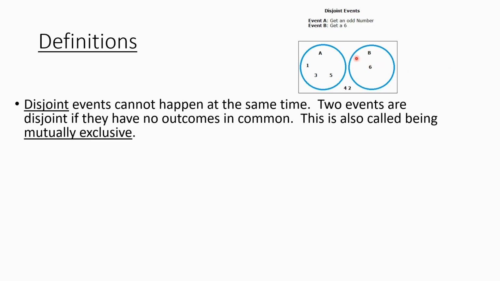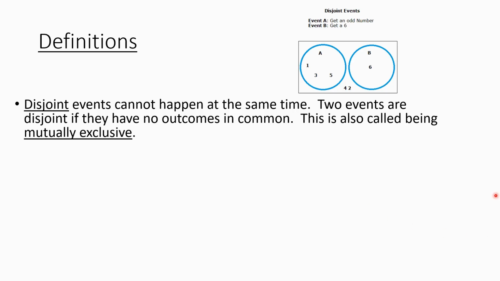You can see there is absolutely no overlap between these two sets because it's impossible to pick a number that is both odd and a 6 at the same time. 6 will never be odd. So these two events are disjoint. They cannot occur simultaneously.